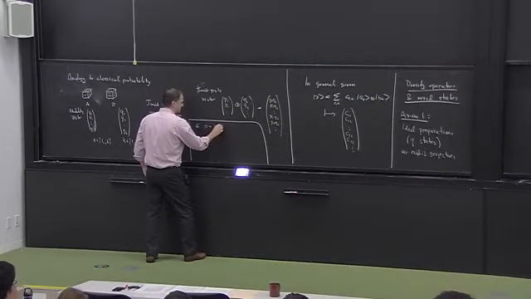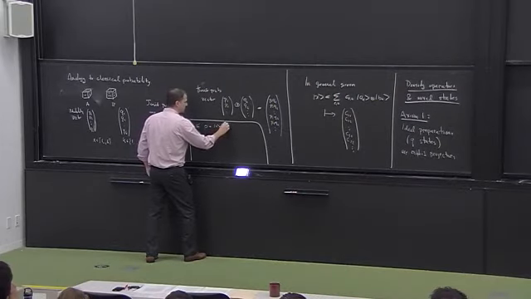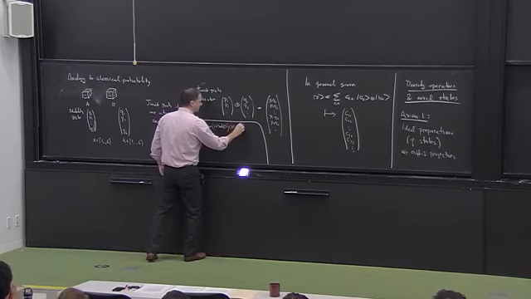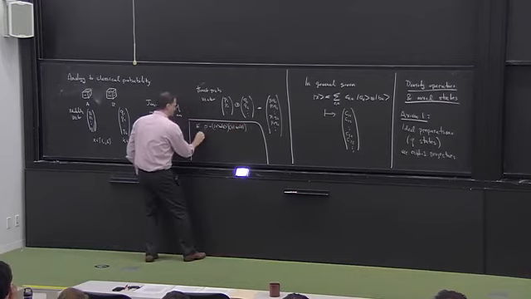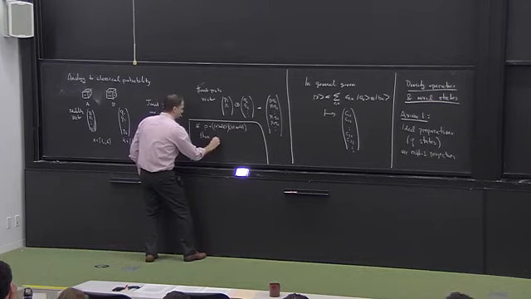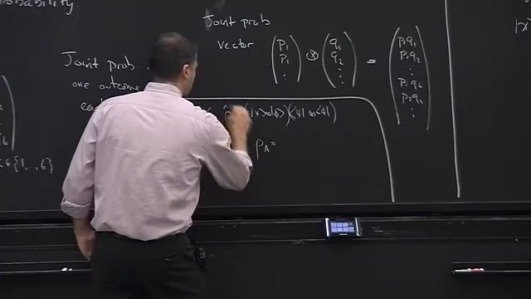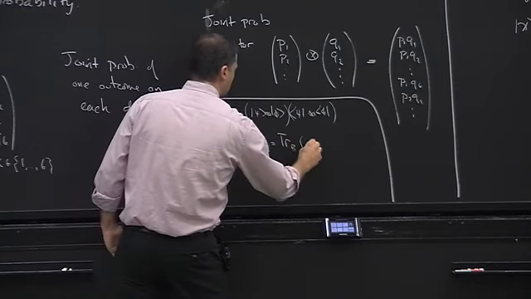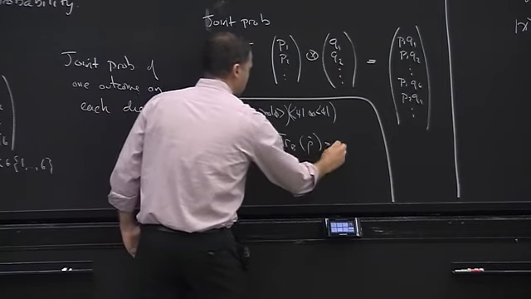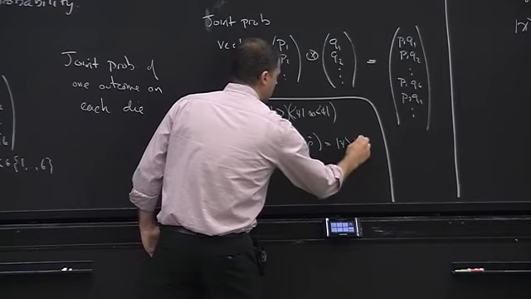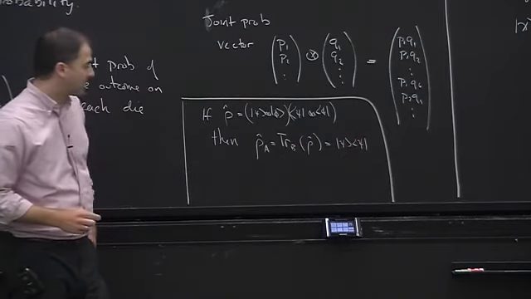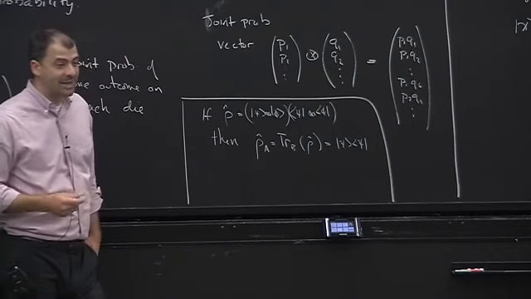If rho is equal to psi cross phi, then rho A, which is equal to the trace over B of rho, is just going to be equal to psi, which is a pure state. You can check this. So in fact, what we're hinting at here is a test for entanglement.